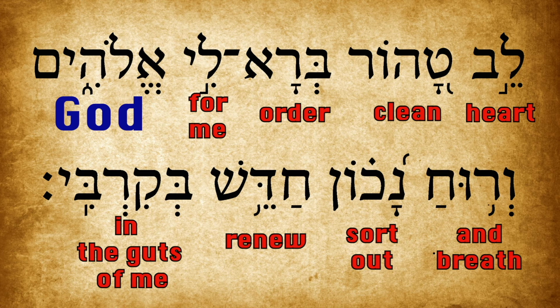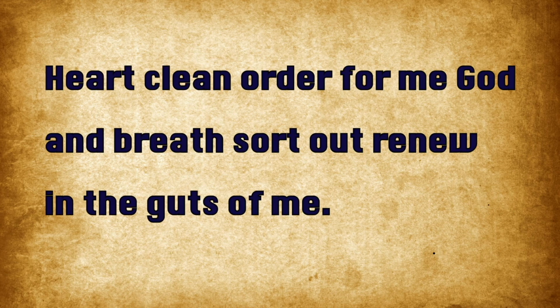So now, our super formal equivalent translation of this verse would read something like, heart clean order for me, God, and breath sort out, renew in the guts of me. Yeah, and as you can see, that is just awful. That is terrible English. It is nearly incomprehensible. But yet, at the same time, it's a perfectly accurate translation. Now, of course, this is an extreme version of a formal equivalence.